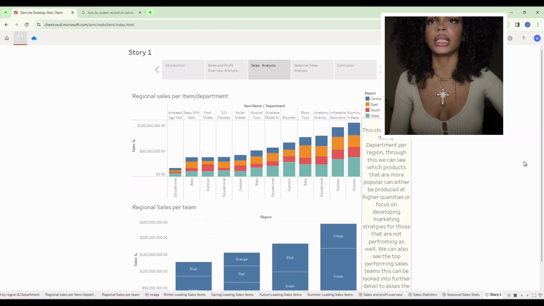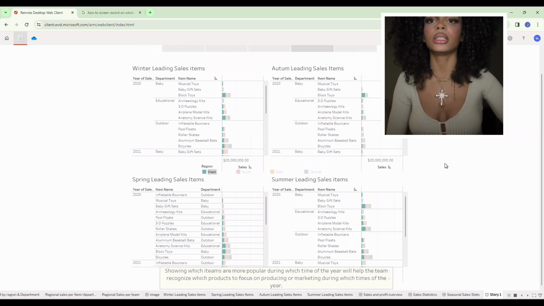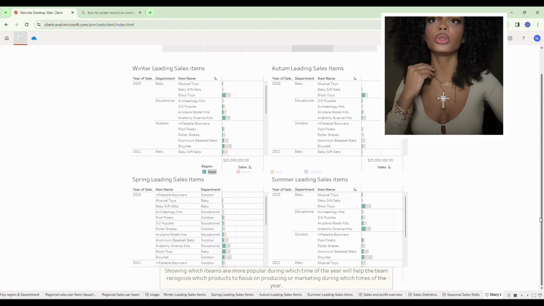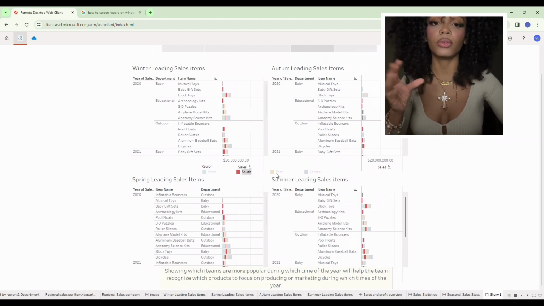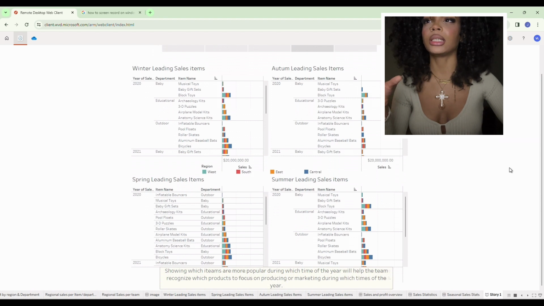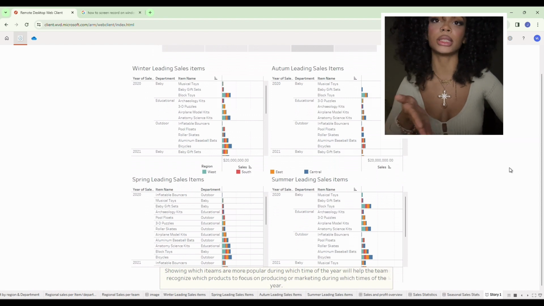The next story slide is seasonal sales analysis. One of the biggest things is looking through the seasons, and we're able to see which seasons are performing best. If you click on each of the toggles for West, South, East, and Central, we're able to focus on the specific season that we're looking at. And this is where we could see how each region is performing per season.